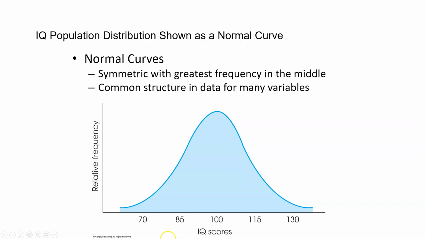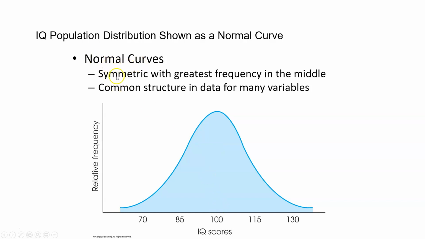Here's an example of IQ population distribution shown as a normal curve. Most people have an IQ of about 100. The standard deviation here is 15, so some people will get as low as 85 or 70, as high as 115 or 130, but you can see that most people bulk up around 100, a little higher, a little lower, but around 100.